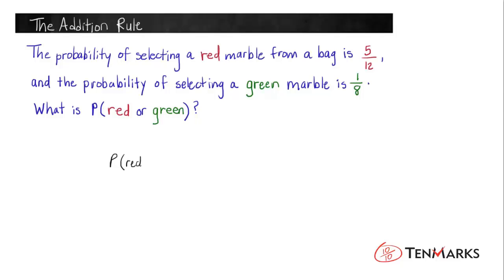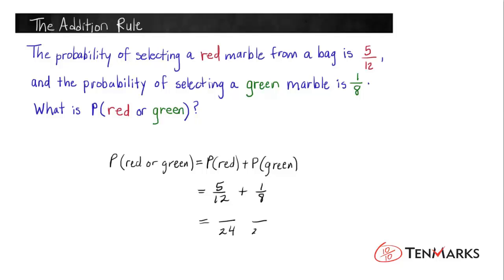So the probability of getting a red or green marble is going to equal the probability of getting a red marble plus the probability of getting a green marble. That's going to give us 5/12 plus 1/8. And we need a common denominator, of course. A common denominator for 12 and 8 is going to be 24. And to change 5/12 into a number over 24 and keep it equal, we would have to multiply the top and bottom by 2. That's going to give us 10/24.